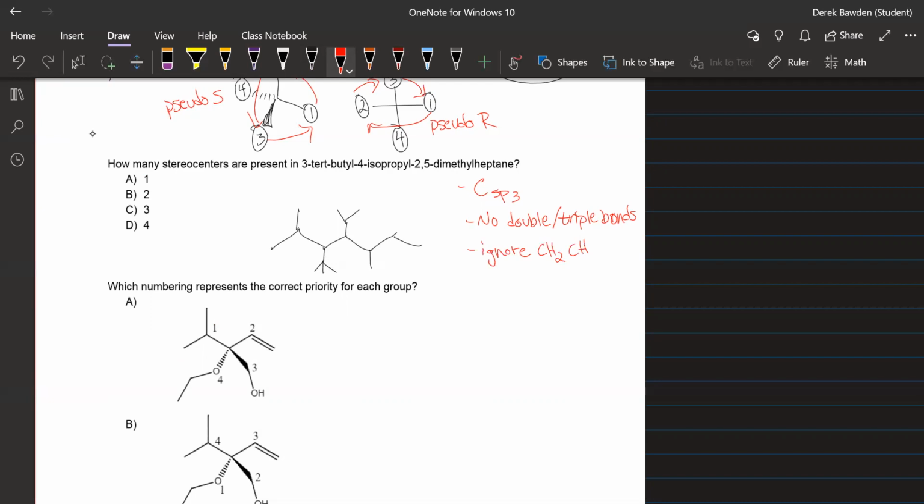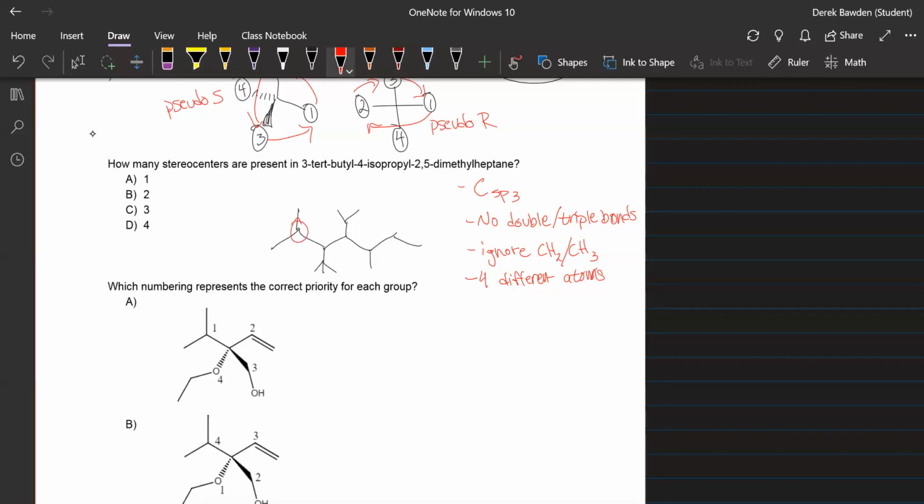Okay, so no double, no triple bonds, and we can ignore CH2s and CH3s. Okay, and the reason for that is because we have to have 4 different atoms around our central carbon. And so we can ignore CH2 and CH3 because they both have multiple hydrogens around them. Okay, so can this one be a stereocenter, that carbon? No, because it's CH3, right? So we can ignore that one because there's 3 hydrogens around it. We can ignore this one as well.